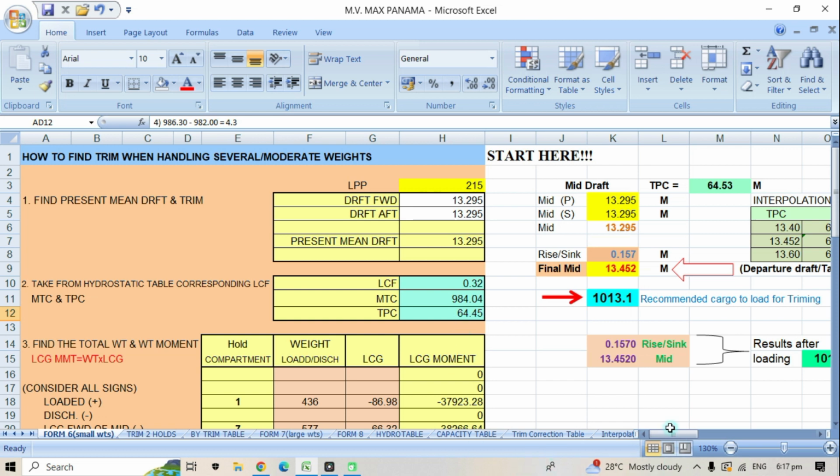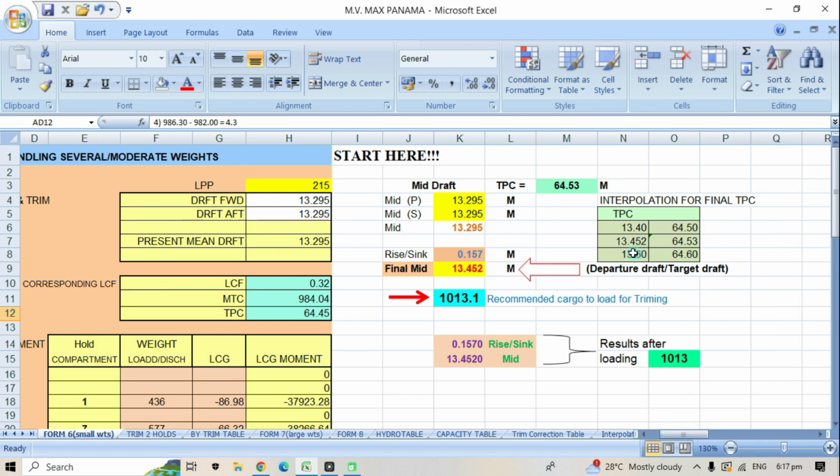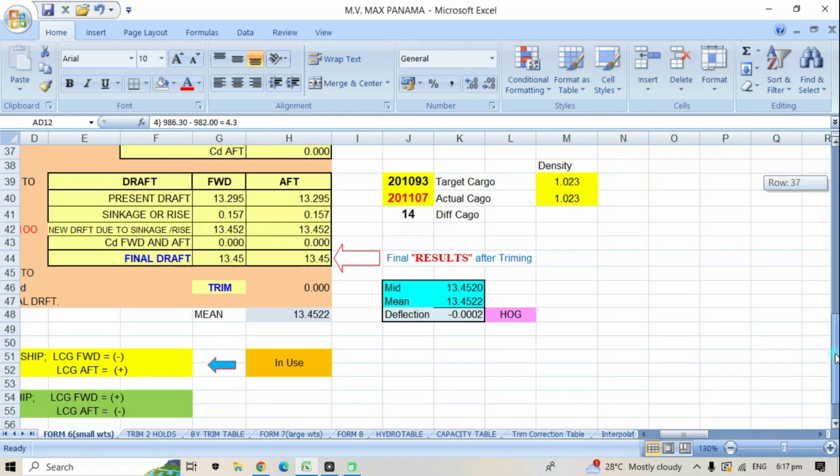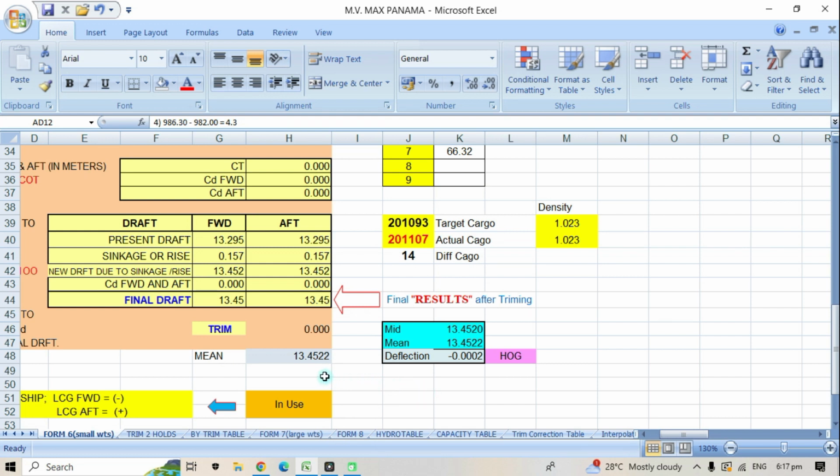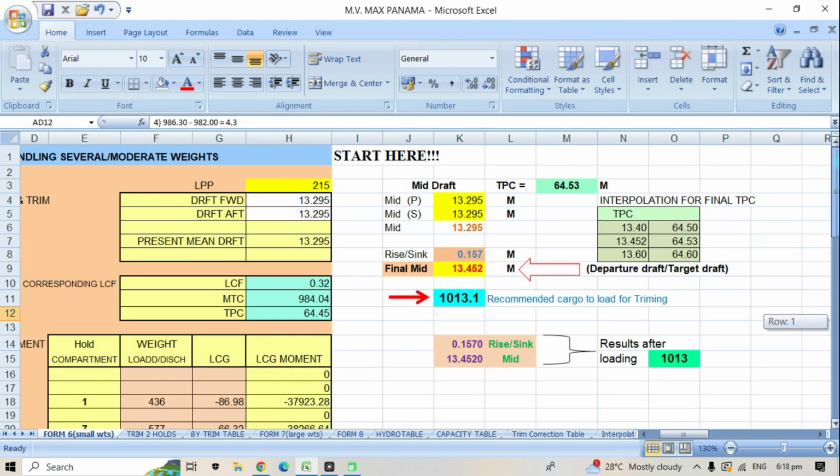Okay, so with this example, with this TPC, the final drop, the sailing drop, is 13.452, which is the final departure drop. Forward is 13.45 and aft is 13.45, so it's also an even keel. So this is the departure drop, and we have to get the value of TPC, which is 64.53, to get the recommended cargo to load for trimming.